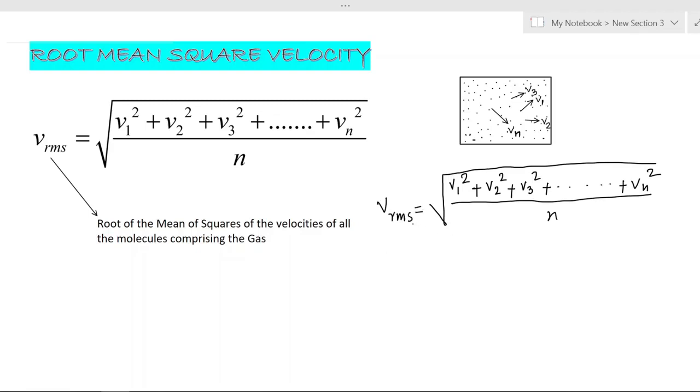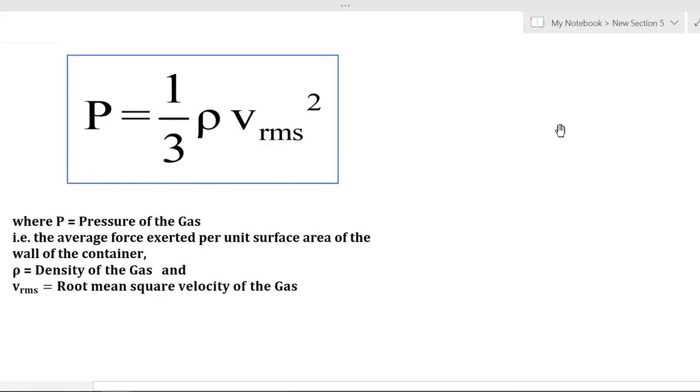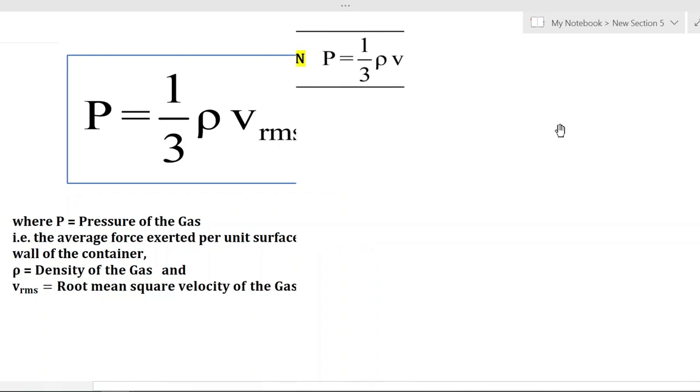First find the square of the velocities, then add up the squares of the velocities, then find the mean by dividing the sum of the squares by n, the number of molecules, then find the square root of the entire thing, and that will ultimately give you VRMS, the root mean square velocity. Understood? Now without any further ado, let's move into the derivations stepwise.